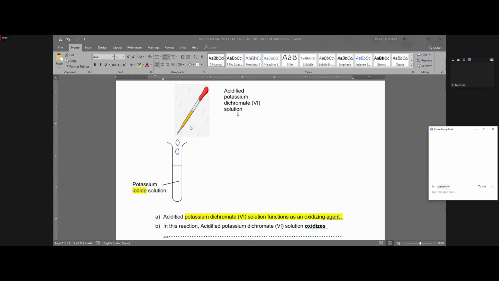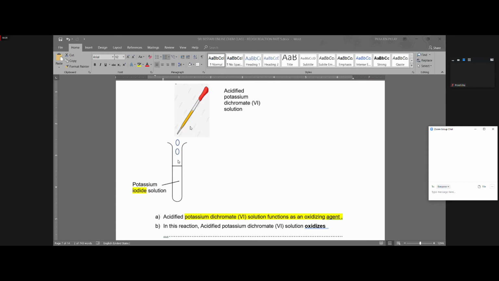Dichromate 6 ion. It's an orange color solution. Potassium, don't bother. Roman numeral 6 ion, or dichromate 6 solution is okay. It will change color from orange to green.